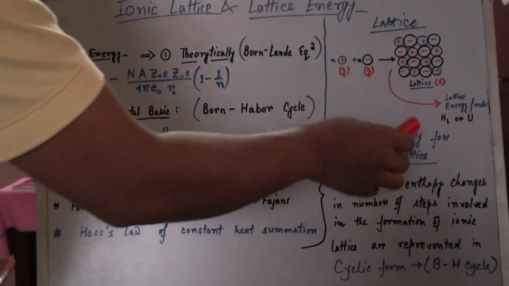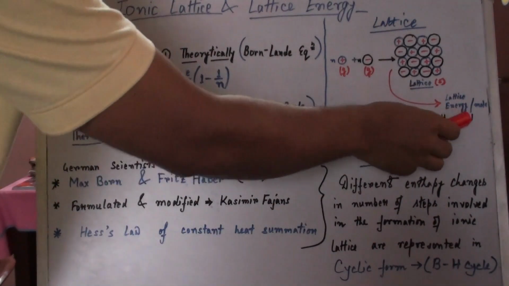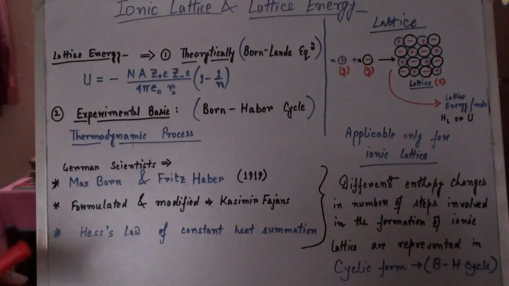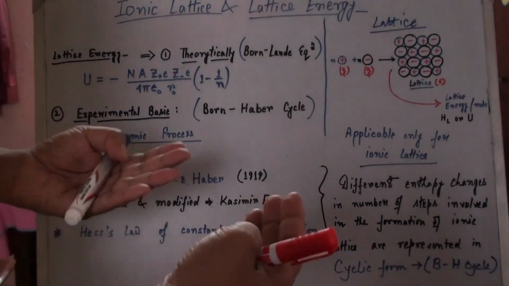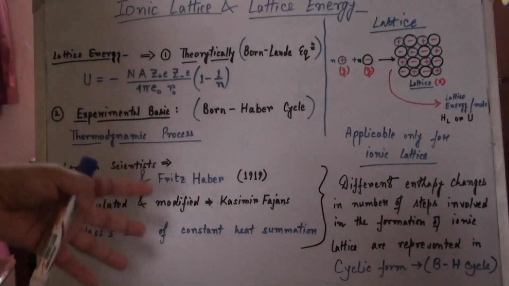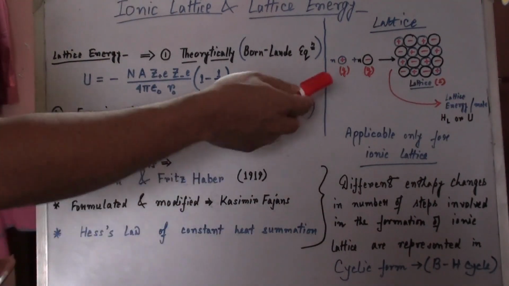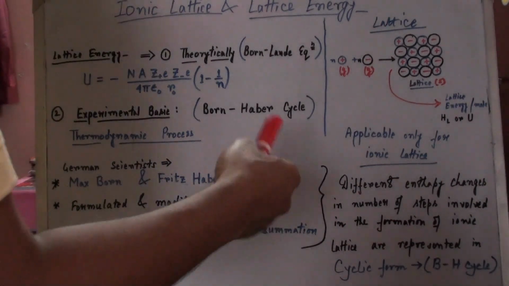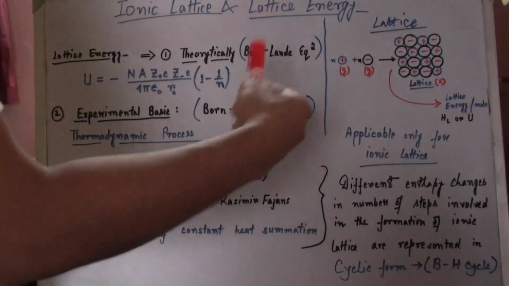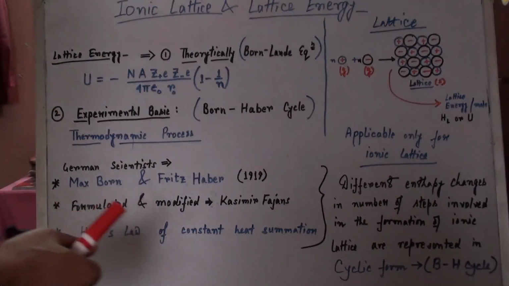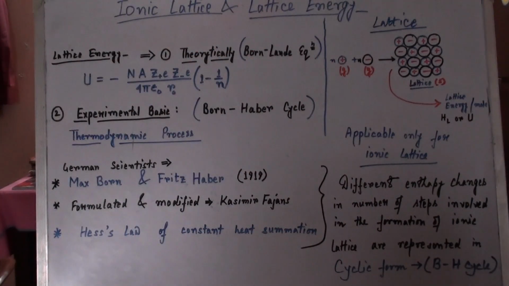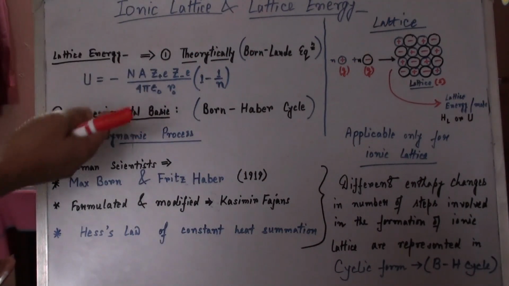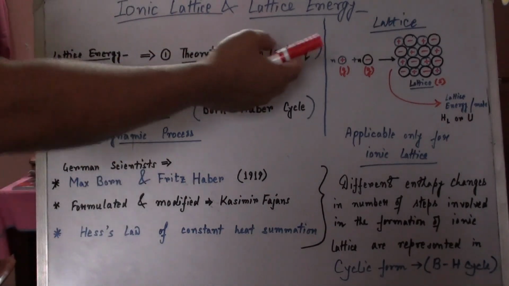It is denoted by HL or U, and its unit is the unit of energy, but since it is a very high amount, we generally express lattice energy in kilocalorie per mole or kilojoule per mole, something like that. Now, lattice energy can be theoretically calculated using the Born-Landé equation.